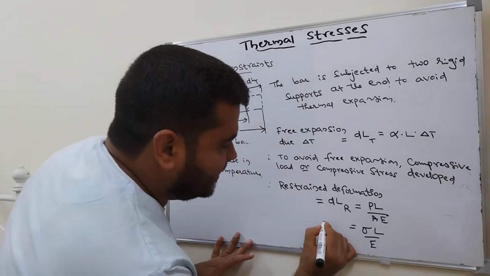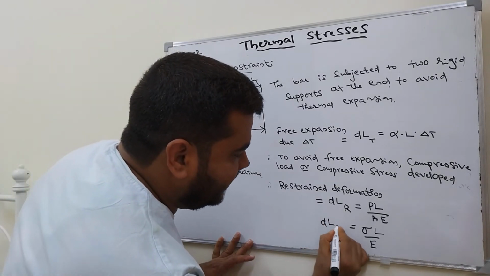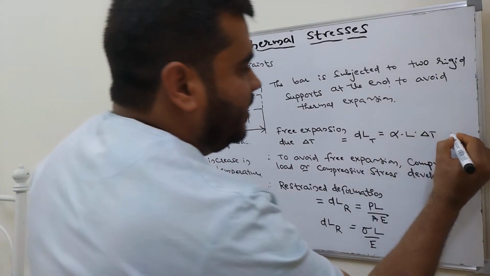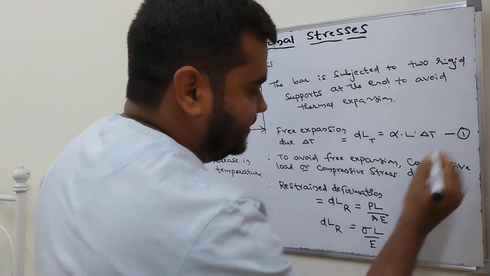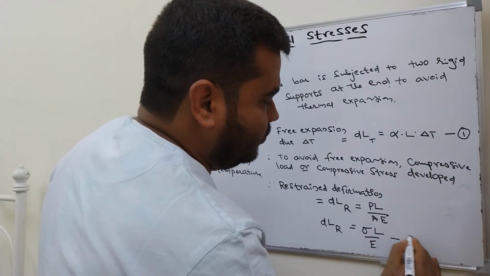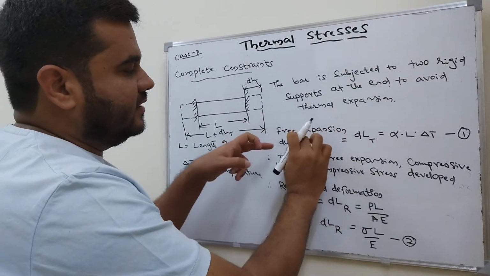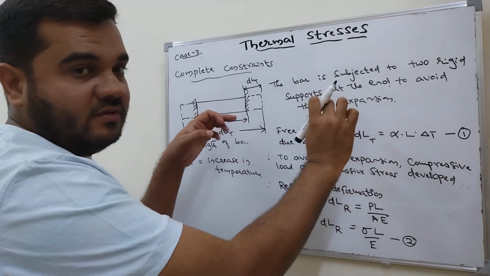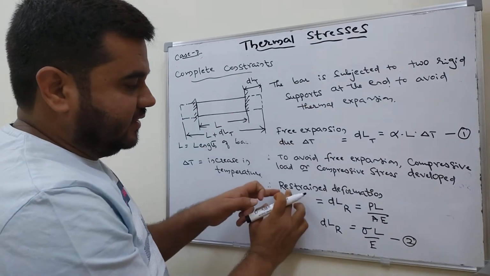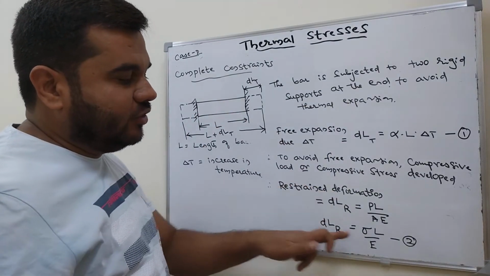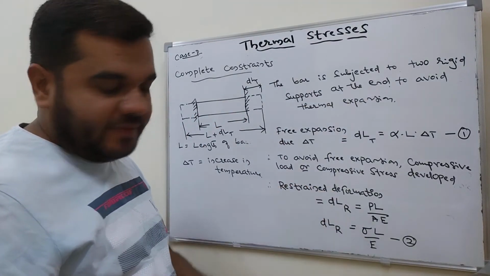Okay, this is the restrained deformation. Now call this equation as 1 and this equation as 2 here. Now these two are the same. This is the deformation due to expansion. To avoid this, the opposite, the restrained deformation, will be developed. That will be equal to sigma L divided by E.